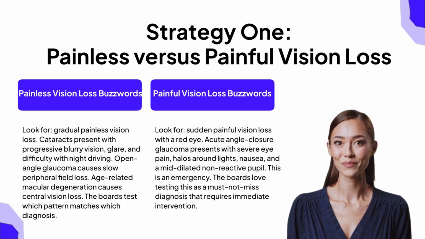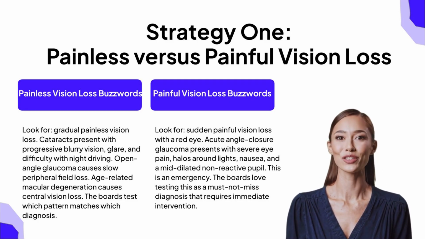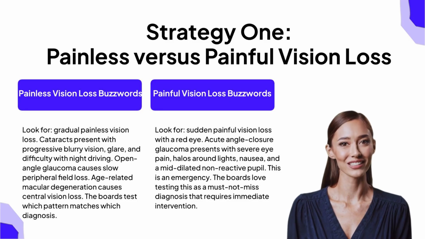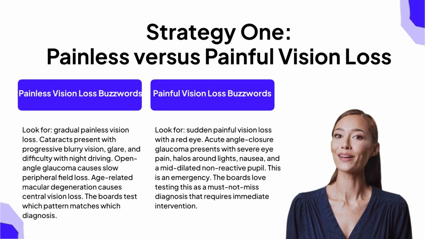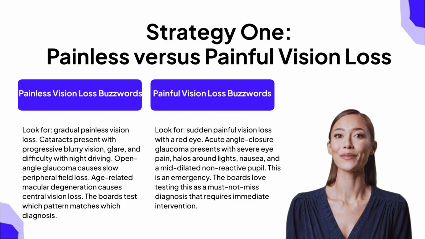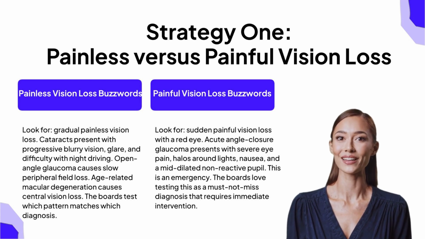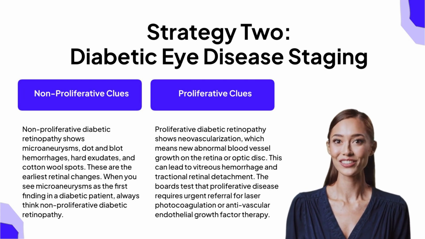On the other hand, when you see sudden painful vision loss with a red eye, think acute angle closure glaucoma. This is the emergency presentation the boards love to test. Look for the classic triad of eye pain, halos around lights, and a mid-dilated pupil that does not react to light. The second strategy focuses on recognizing diabetic eye disease progression.